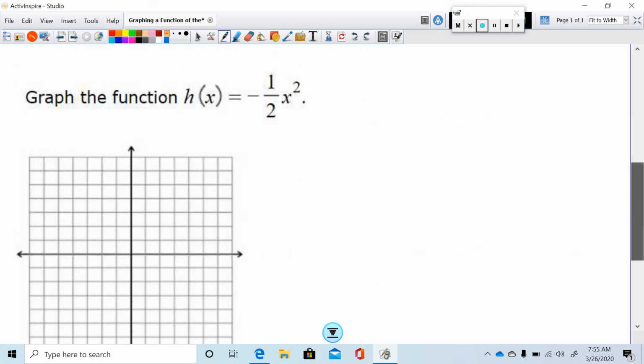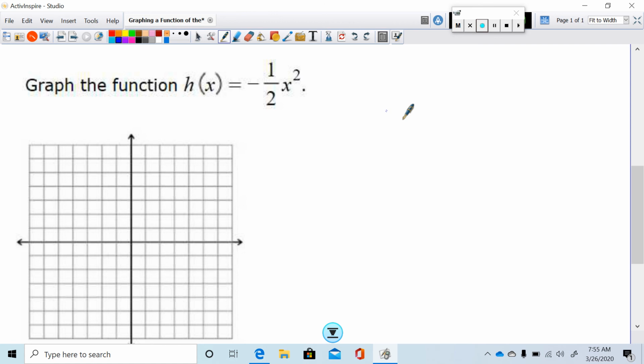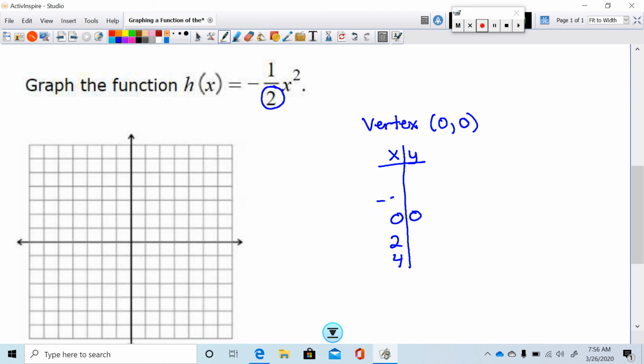If it's a fraction, you want to handle it a little bit differently. You still have to get the vertex, and since there are no parentheses, the x value of the vertex is 0, and there's no constant at the end, so the y value of the vertex is 0. So 0, 0 for the vertex. Now when I'm completing this table, I'm going to use multiples of the denominator. So I'm going to use 2 and 4. And that means up here I'll use -2 and -4.